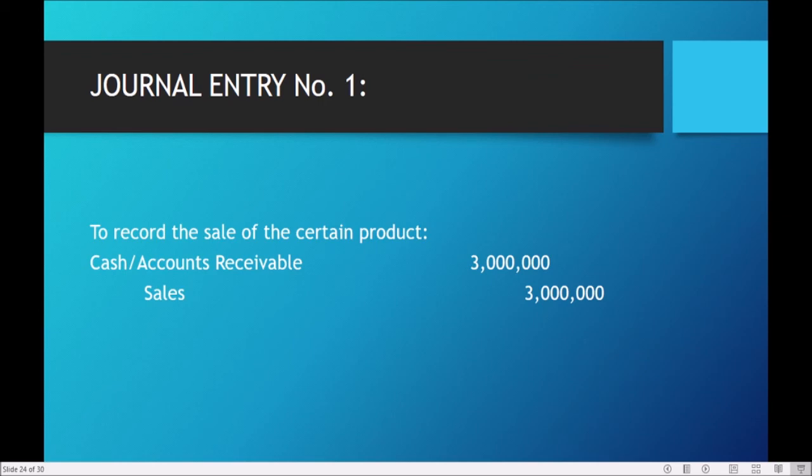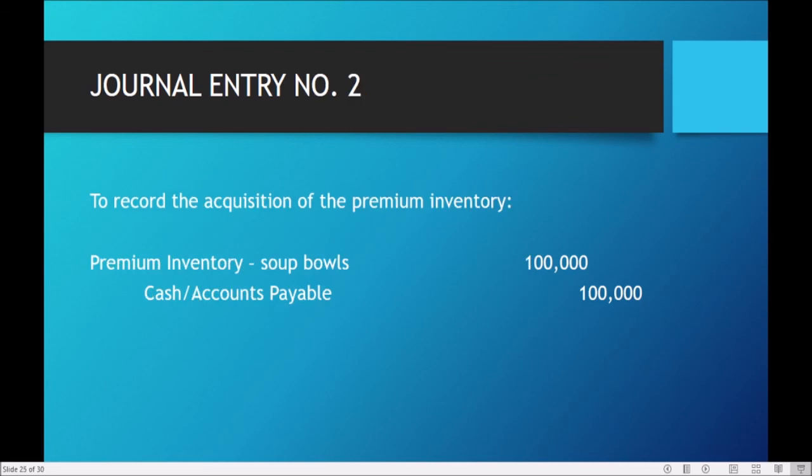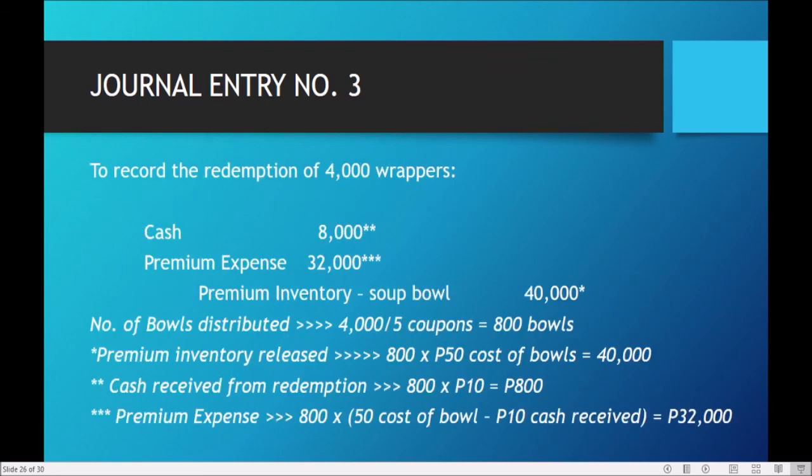Okay? Next. To record the acquisition of the premium inventory. Remember, 2,000 soup bowl and then at 50. So, we debit premium inventory, soup bowls of 100,000, cash or accounts payable at 100,000 pesos. Madali lang naman yung entry. Wala pa dyan yung liability ha. Okay, to record the redemption, meron nag-redeem. Paano ko po nagawa yung entry?